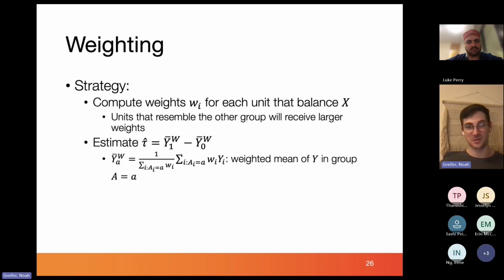The way we can estimate our treatment effect is by computing the weighted means in each treatment group. This is just a fancy way of saying weighted mean.